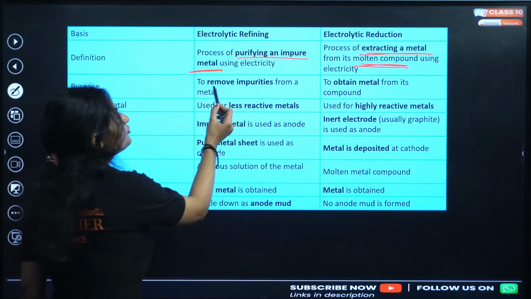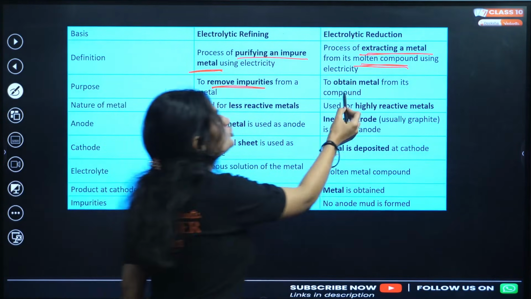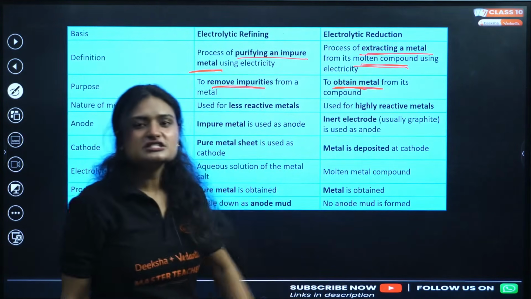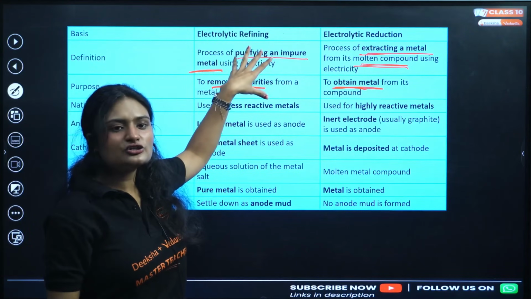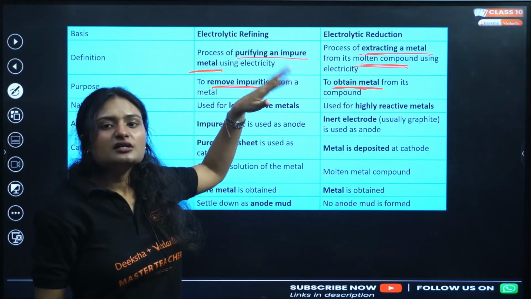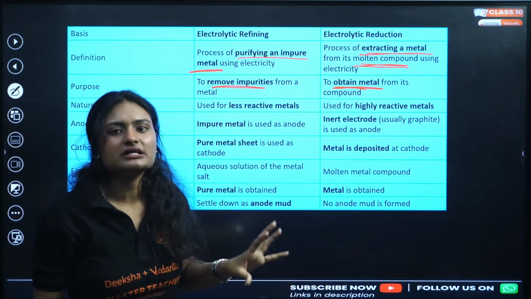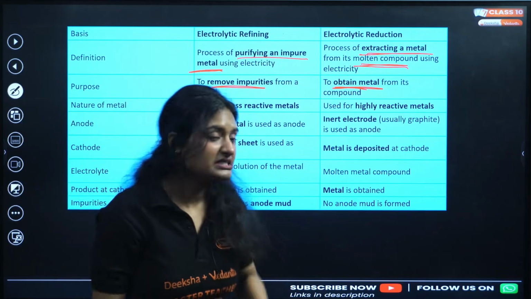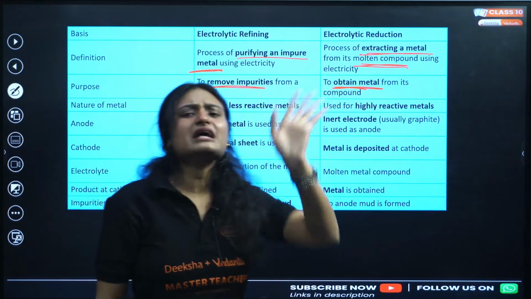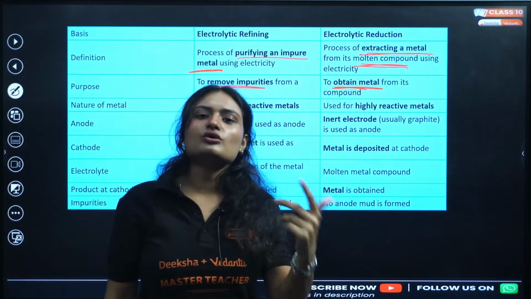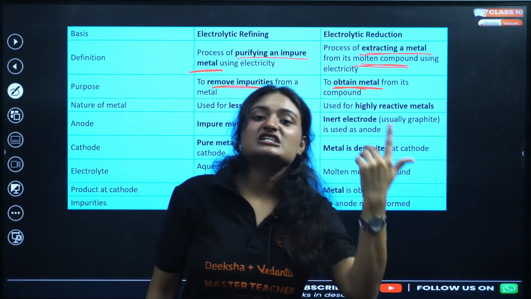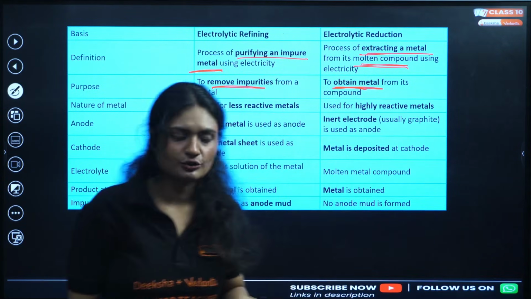Then, electrolytic refining is done to remove the impurities, and electrolytic reduction is done to obtain the metal. See the difference. We have the metal in case of electrolytic refining. We already have it, but it has some impurities and we want to remove those impurities. But in electrolytic reduction, we do not have the metal. What we have is an ore, and we are trying to extract the metal from that particular ore.